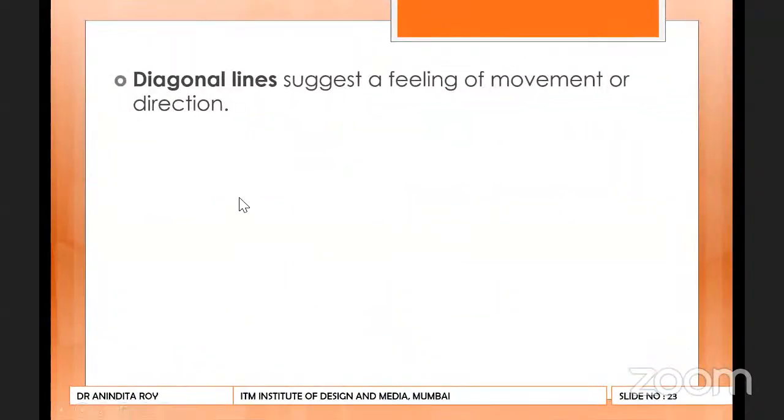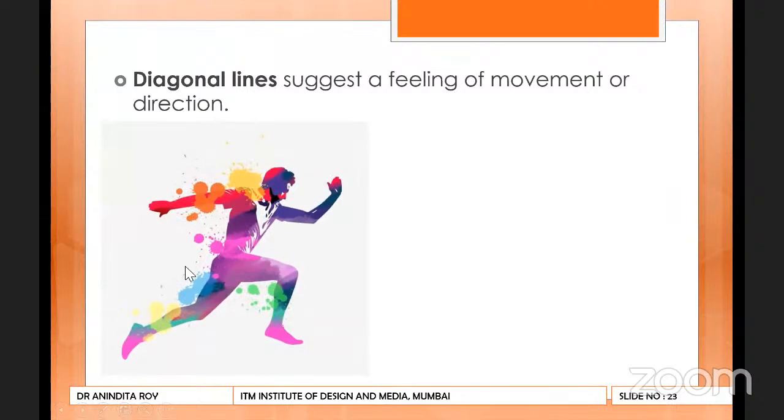And we go to diagonal lines. Diagonal lines, how will you remember? Diagonal lines suggest a feeling of movement and direction. So remember this running sports person. So you will remember that diagonal means movement.